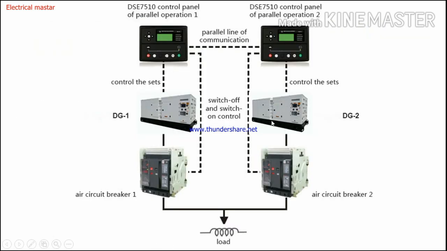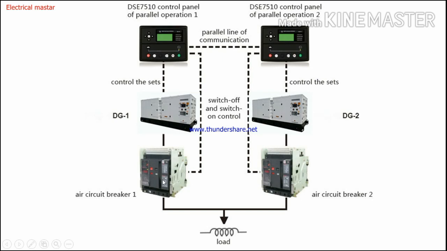This is the block diagram of paralleling two generators. Here, we have taken two generators. In normal operation, we know the DeepSeek controller gives the command to start and stop the operation. Once the generator starts and the voltage and current output are okay, the DeepSeek controller will give the command to close the outgoing breaker.